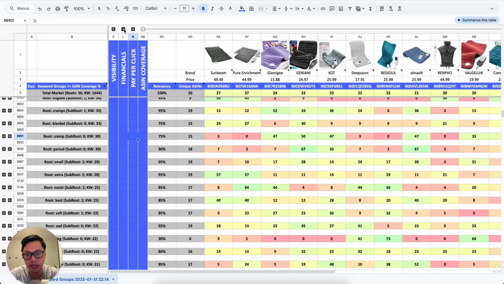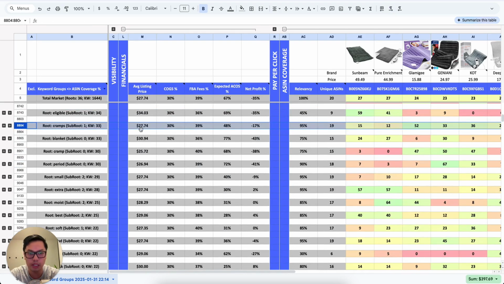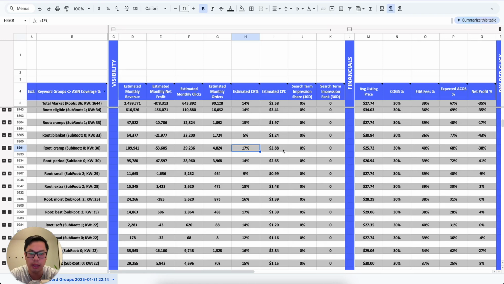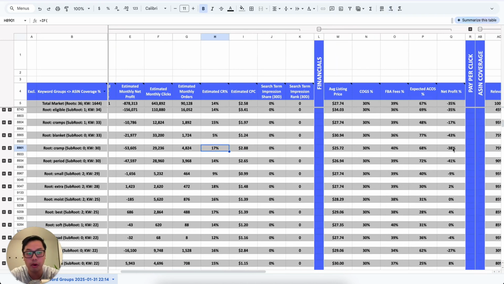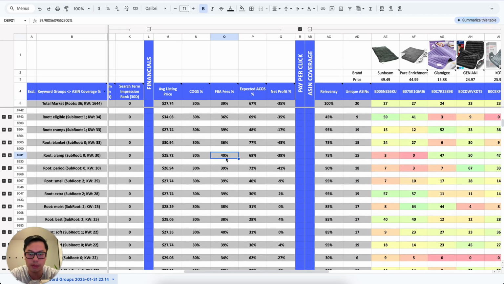I'm going to assess this. If I open up this financial section, because I have all the information, I can calculate what net profit is going to be. I can pull a ton of different KPIs from Amazon, some being monthly orders and monthly clicks, which then allow me to calculate conversion rate. With conversion rate and CPCs, I can then calculate whether I'm going to be profitable via PPC. This right here is basically telling me no. I am assuming a 30% COGS. My FBA fees here are 40%, which is a KPI I'm pulling down. And my expected ACOS here is 68%.